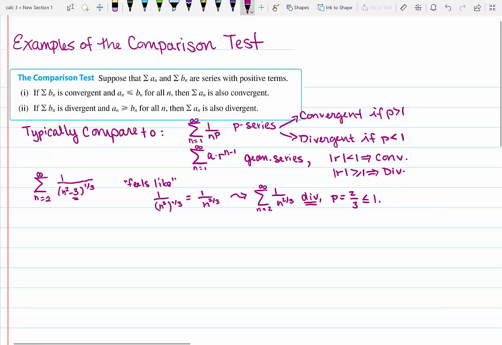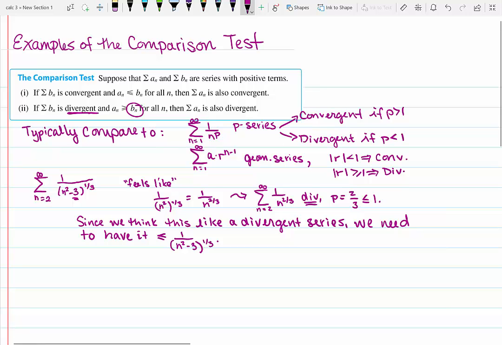So we're expecting to compare this to a series that is divergent. Therefore, my goal is to find a series that's less than it. So since we think this is like a divergent series, I need to bound it below by a divergent series. Recall with the comparison test, if I want to prove divergence, I need for the divergent one to be the smaller terms. So let's see if we get lucky and everything works out right.